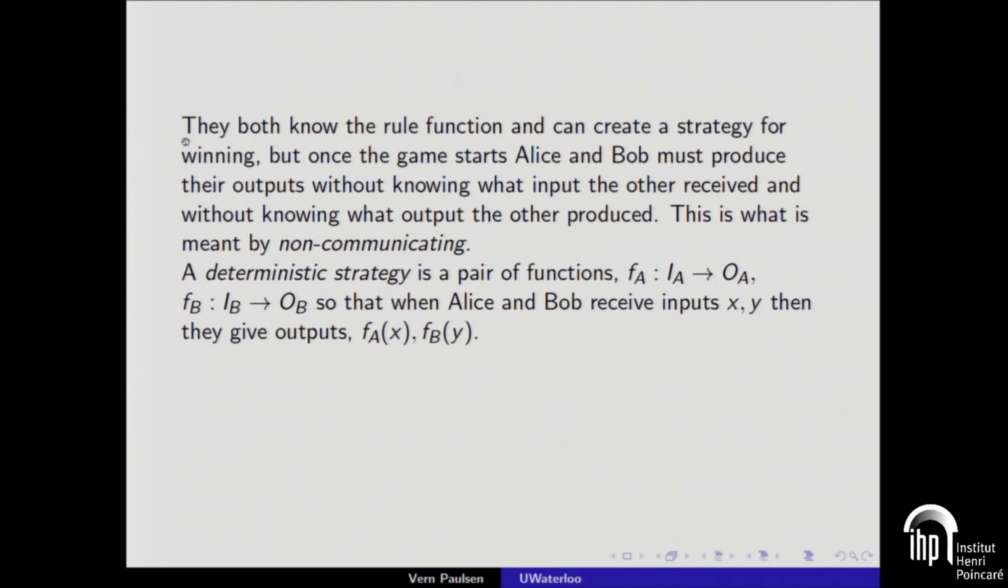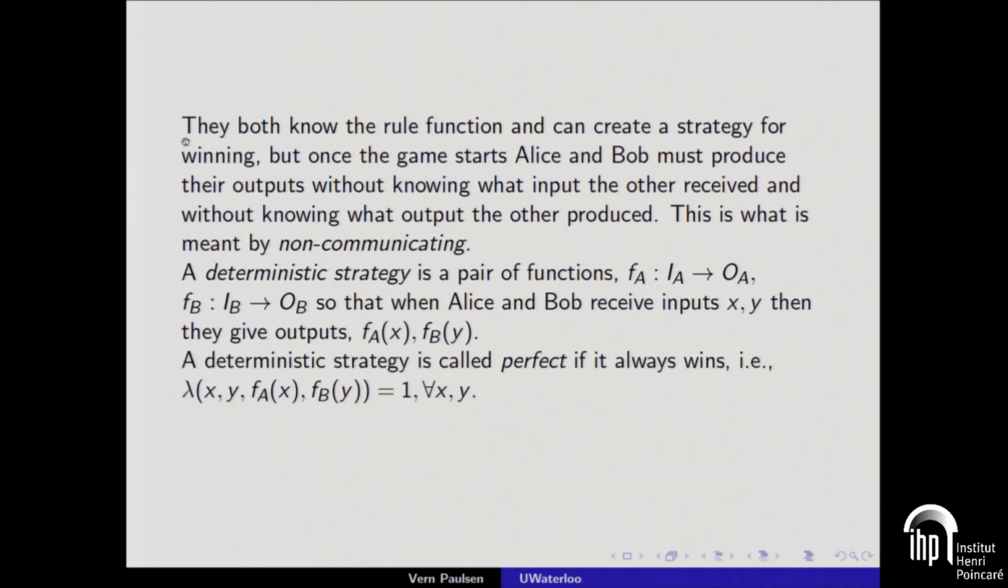Something is called a deterministic strategy if it is just a pair of functions. This means anytime Alice gets X, she's just going to reply with f sub A of X, and anytime Bob gets Y, he's just going to reply with f sub B of Y. That's what's meant by a deterministic strategy. And it's perfect if it always wins. Always wins means that the pair of answers they give would have to satisfy the rule function being equal to 1.